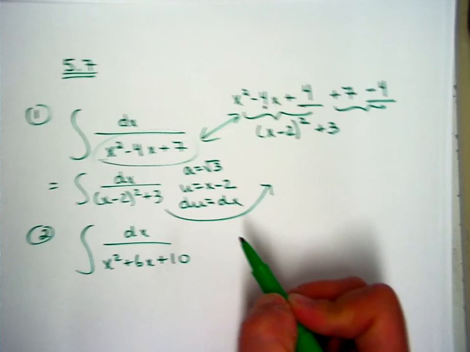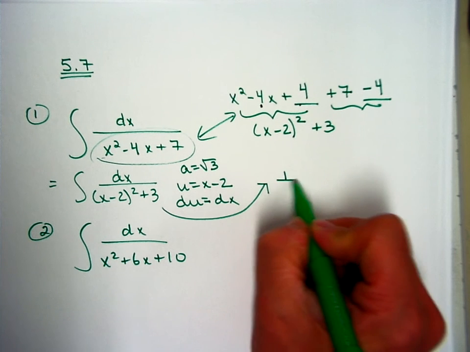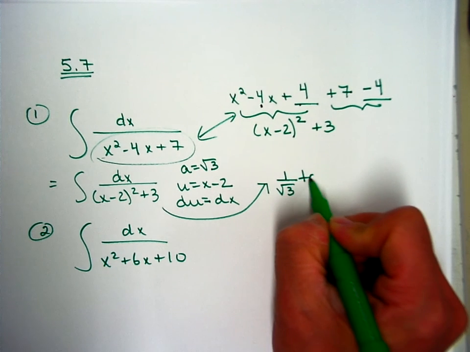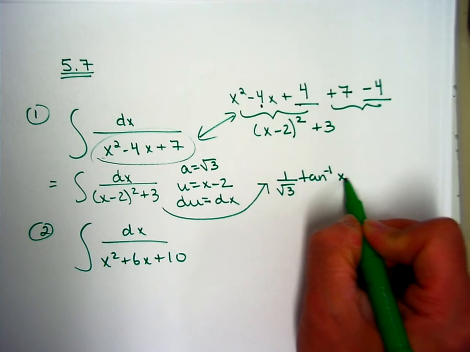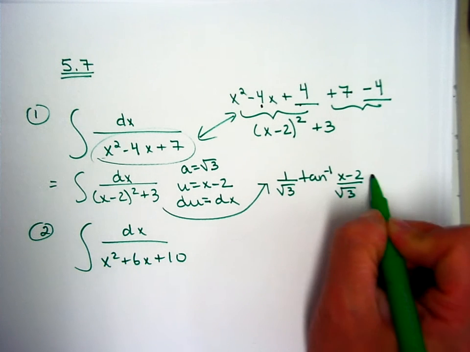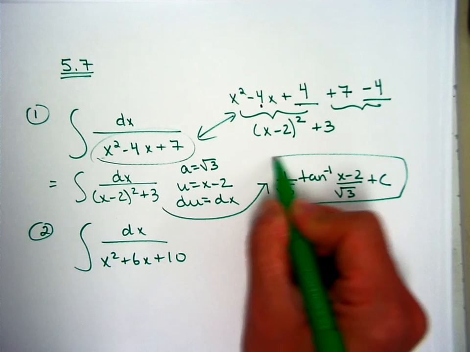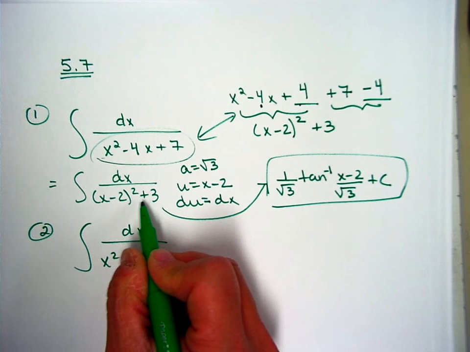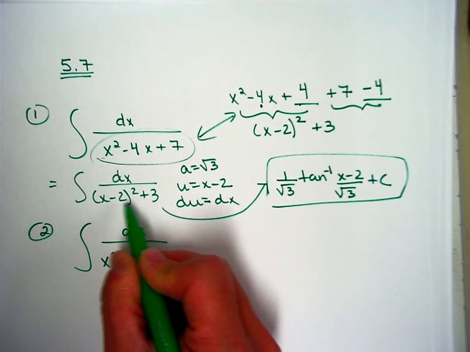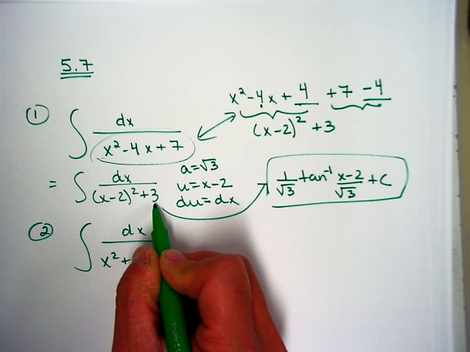So your antiderivative is going to be 1 over a arctangent of u over a plus c. Remember, even though I have this written first, your u should always be the piece that has the x, your a is always the piece that has the number.